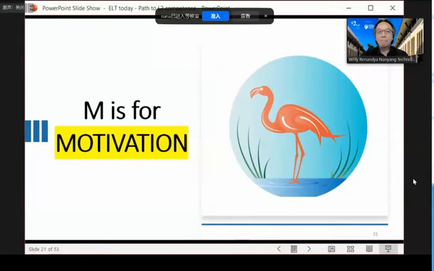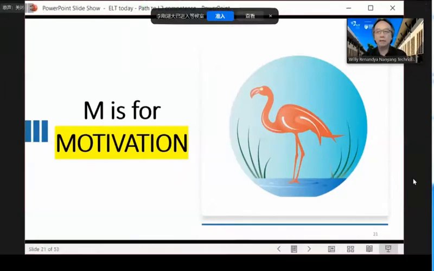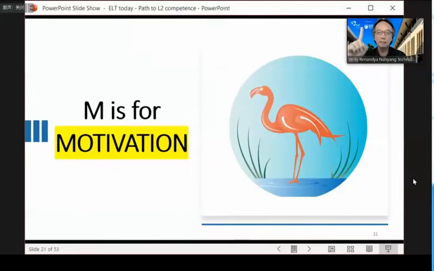Number four is M. M is for motivation. I think everyone in the room agrees that motivation is important. In fact, somebody mentioned a long time ago that in education, there are three things that are important. Number one is motivation. Number two is motivation. And number three is also motivation.